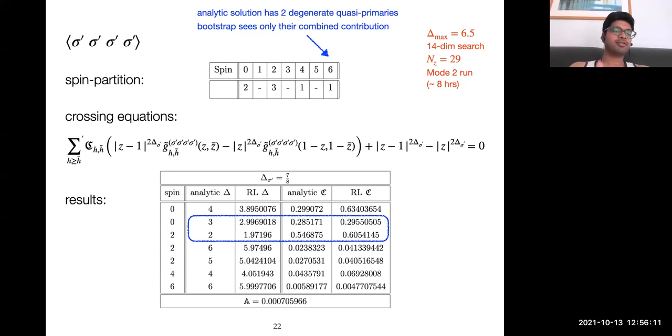Specifically in this example, if you expect there to be 5 operators, and 2 are degenerate, the reinforcement learning will only see 4. Yes. So what happens to the 5th operator, which is clearly above delta max?